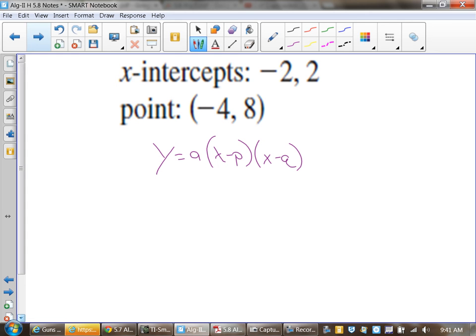I have zeros at -2 and 2, and my point is at -4 and 8. Real quick question: if my zeros are at -2 and 2, where's my axis of symmetry? Very good.